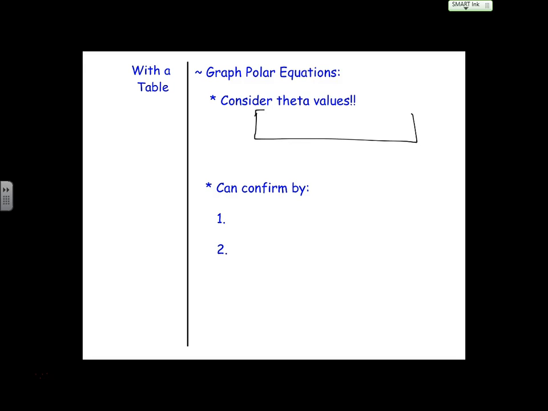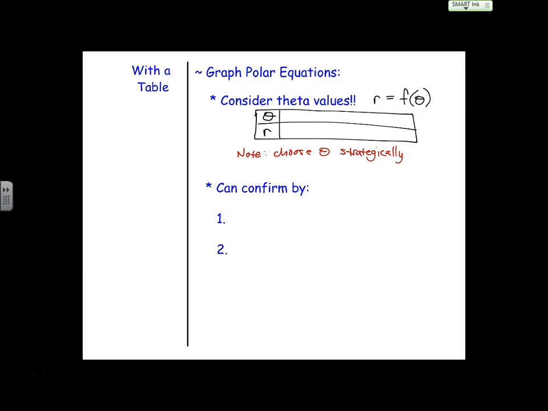What kind of table did we make on the page before? Good. So we're going to be plugging in thetas, right? To an R equation, so we now have R equals F of theta. We're going to be plugging in theta values. What should we remember about the theta values? They were in radians? Yeah, you could technically do degrees too.